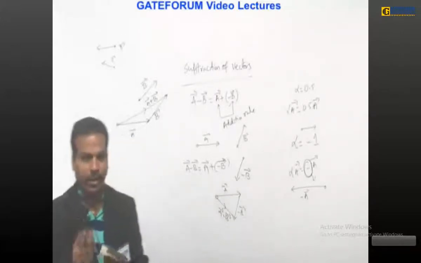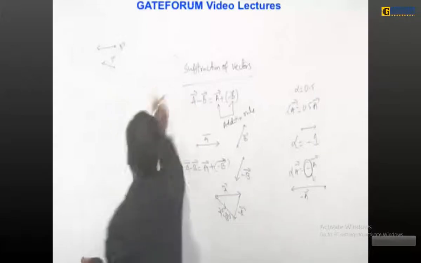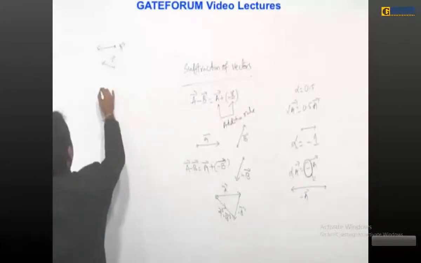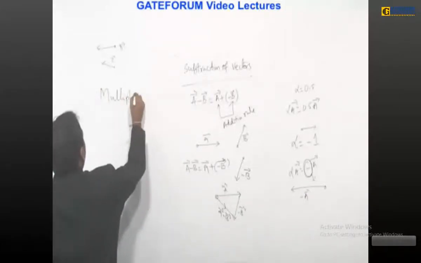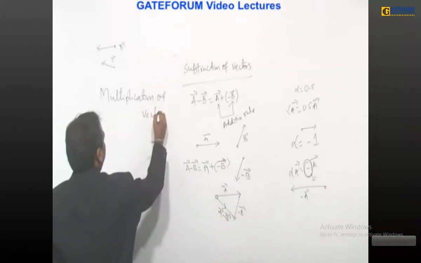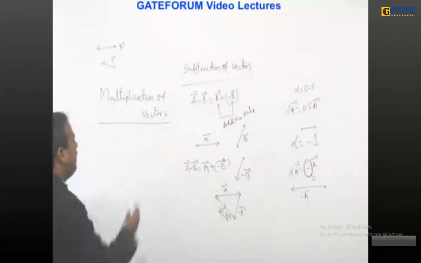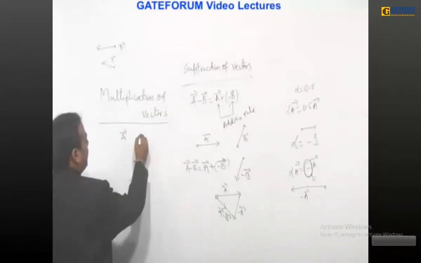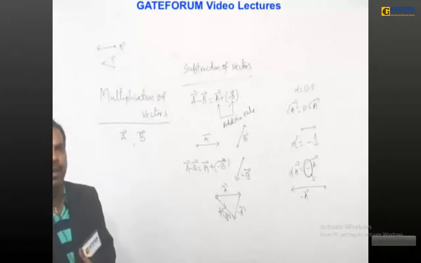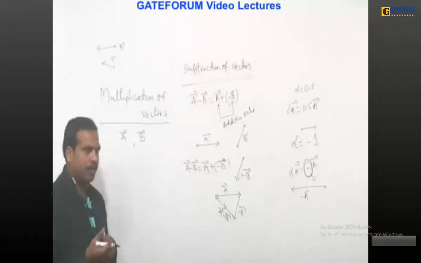The other and most important part, which you might have even seen in lower standards, is the multiplication of vectors. When you consider multiplication, if A bar is a vector and B bar is another vector, the vectors can be multiplied in two ways.